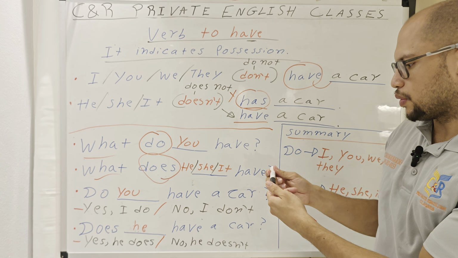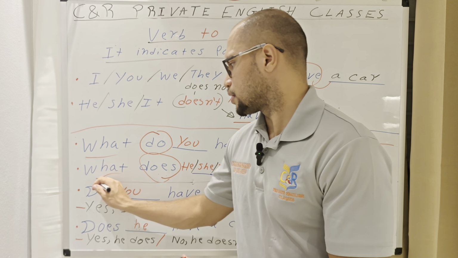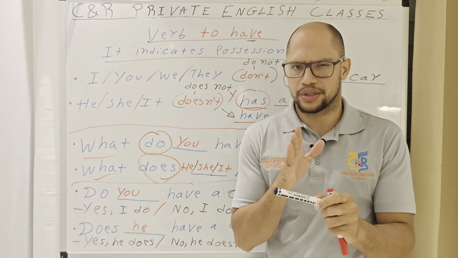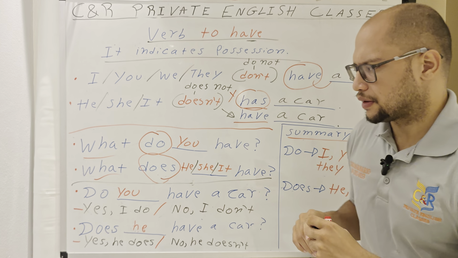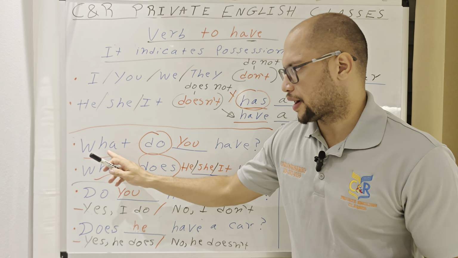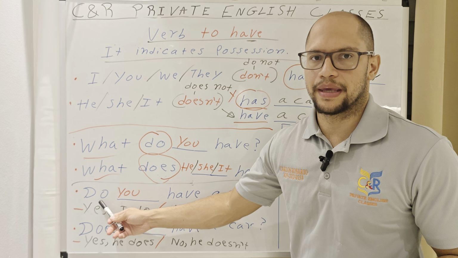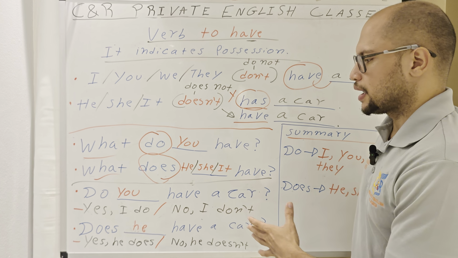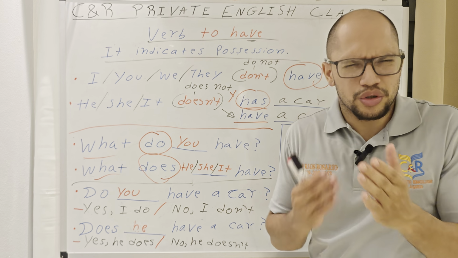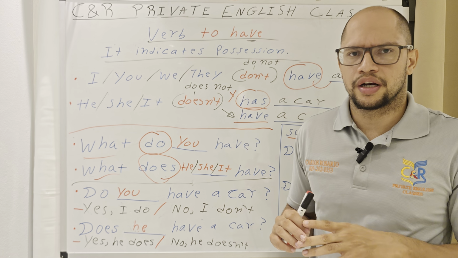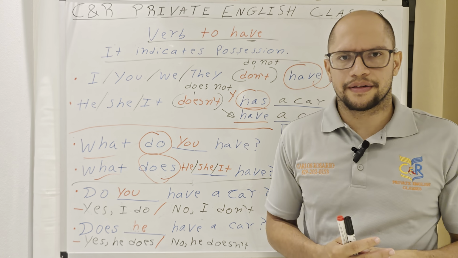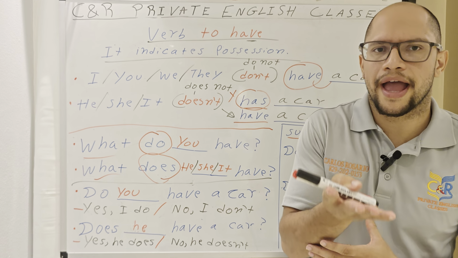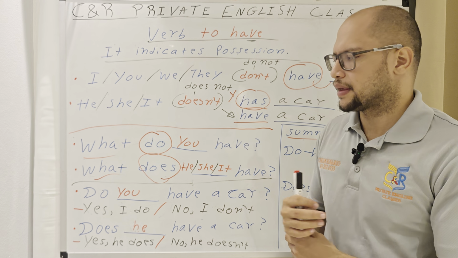But maybe you want to make yes or no questions. You can begin with do. You have do from the beginning, at the beginning of the sentence. Do you have a car? Do you have a cell phone? Do you have a bike?